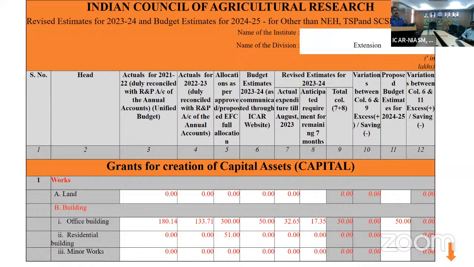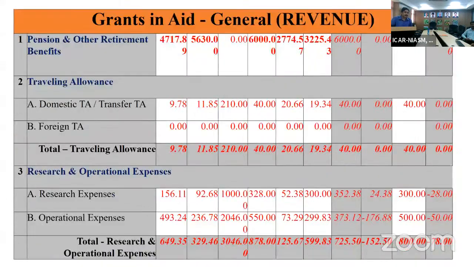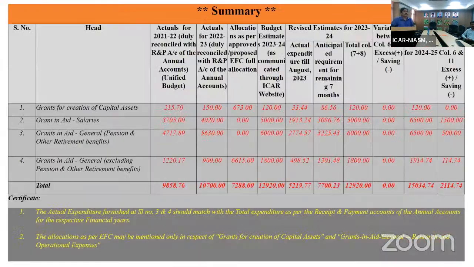You have to incur the expenditure within that allocation only. Okay, you cannot exceed the expenditure. Your expenditure cannot be more than the EFC amount because EFC is the approved one. Okay, so this is the expenditure part.